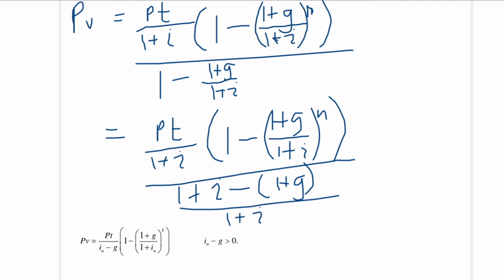Okay, now some of these terms will cancel out. So the 1 and this 1 will cancel out, and then the 1 plus I and this 1 plus I will cancel out, and that will then simplify to what we have here at the bottom of my slide, and that is then the present value of a growing annuity.